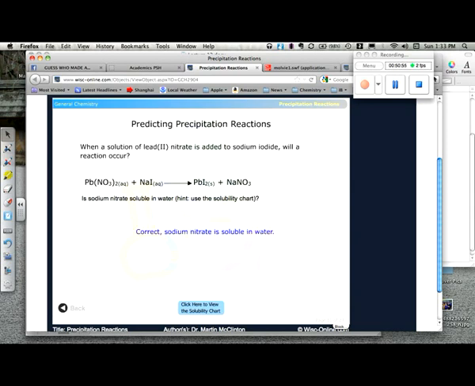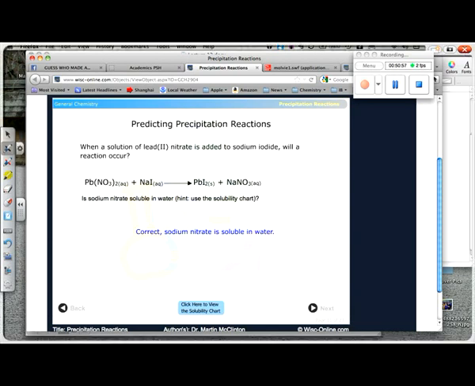Okay, so what I'd like to do is stop here and go ahead and write the ionic equation. So if you want to pause and give that a try, I'm going to do it right here, and then I'll return to the notes and do a couple more examples.